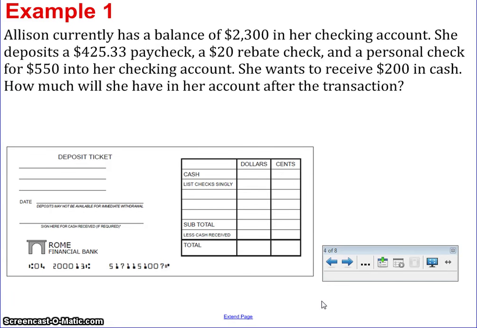Right, in today's lesson, we're moving on into checking accounts. Today, we're going to understand how checking accounts work, and we're going to complete a bank check register.